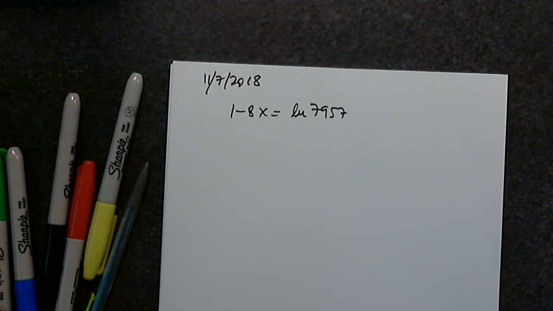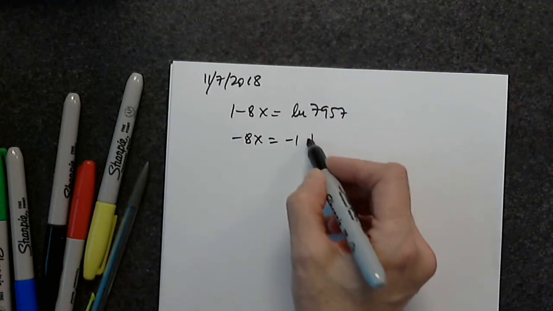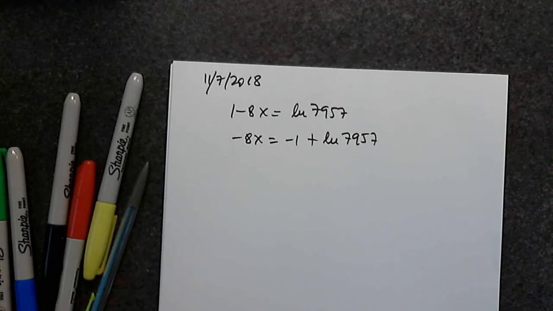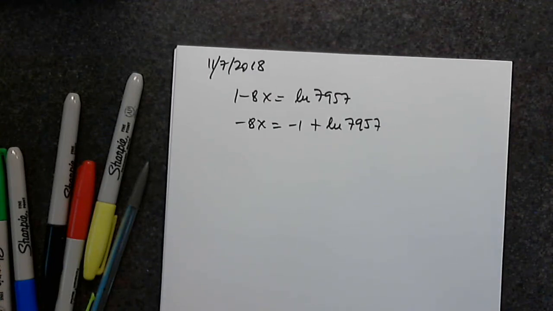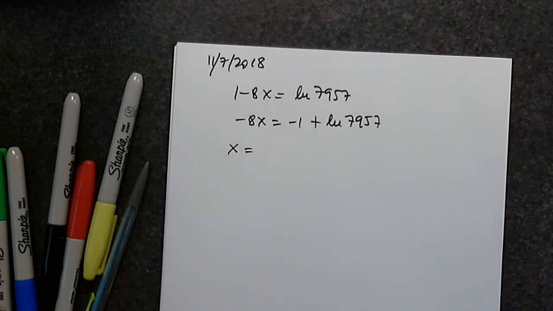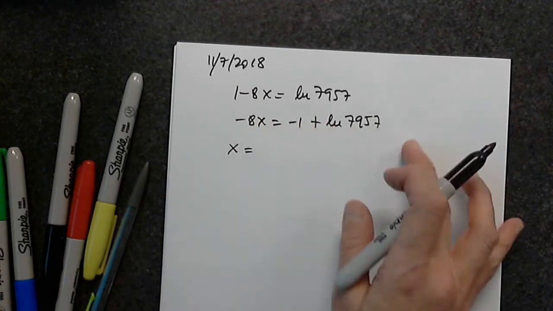Natural log of 7,957 is just a simple number. So all I have to do is move 1. You can put it in front or behind, it doesn't matter. And then what will I have to do to solve for x? Good. I will divide step by step, term by term.